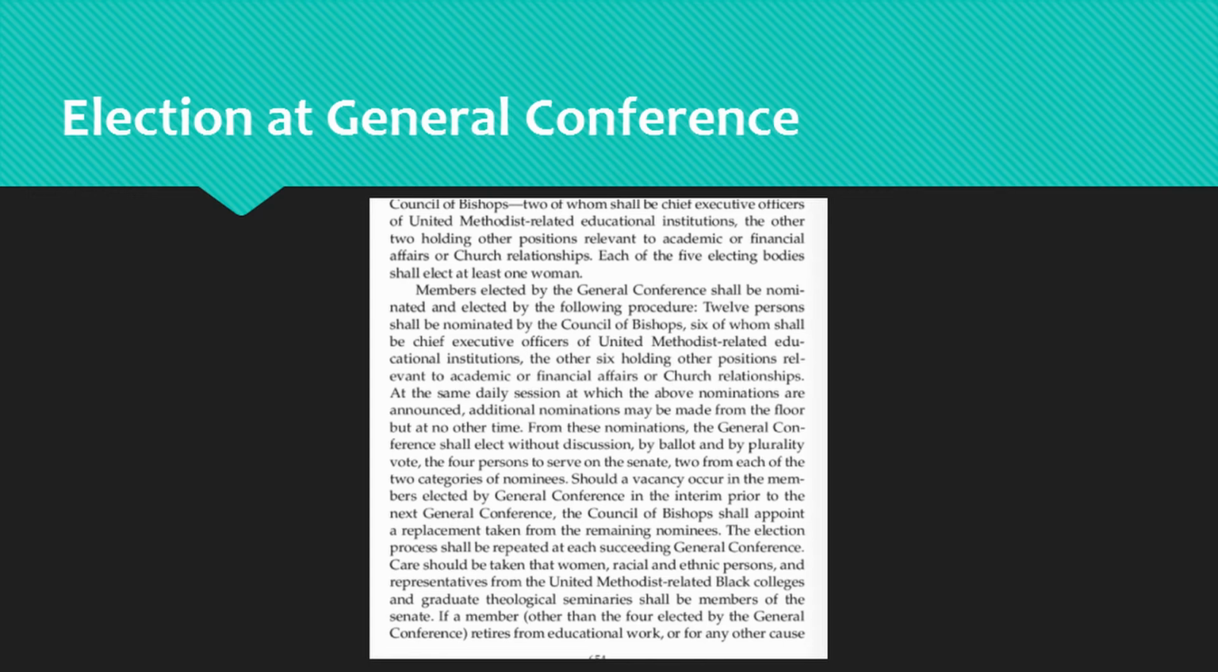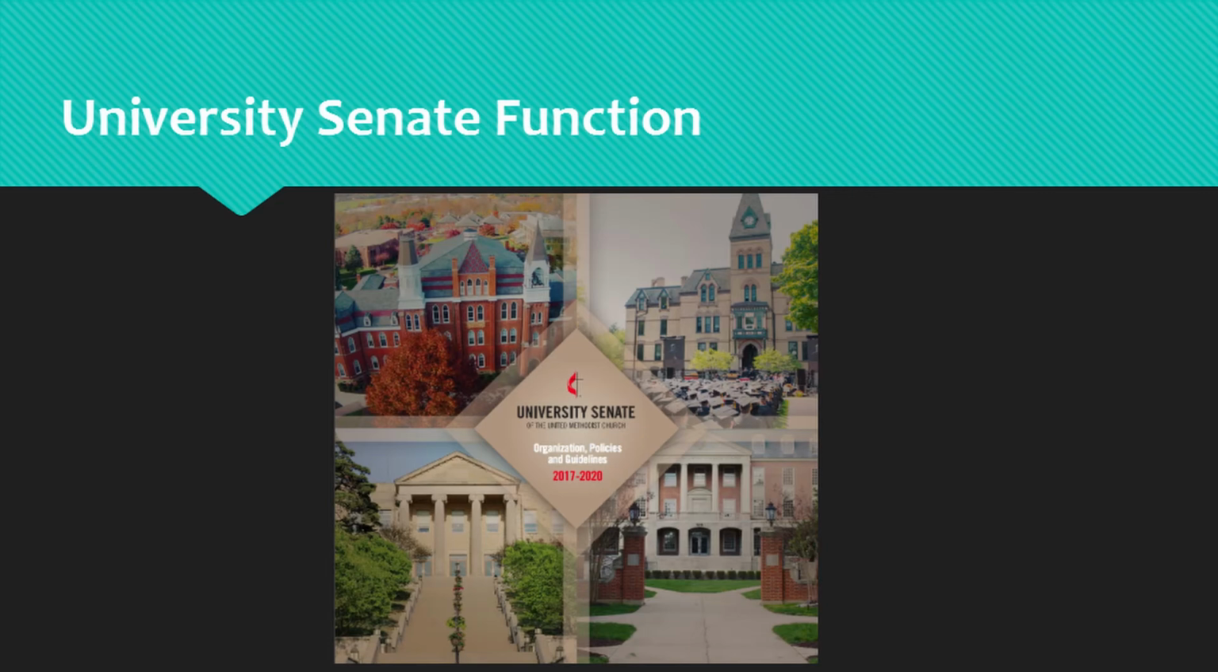At least one of those elected must be a woman, and the Book of Discipline urges the election of diverse members, including women, racial and ethnic persons, and people serving at United Methodist-related Black colleges and seminaries. The University Senate membership is designed to be a body of peers, professionals in higher education who understand how the institutions are run, can impartially assess the standing of various schools, and support the development of those institutions. Senators must evaluate member institutions, understanding both the regional context in which each institution must successfully operate and the common threads that tie them to the United Methodist Church.